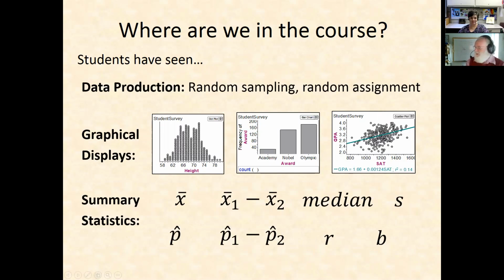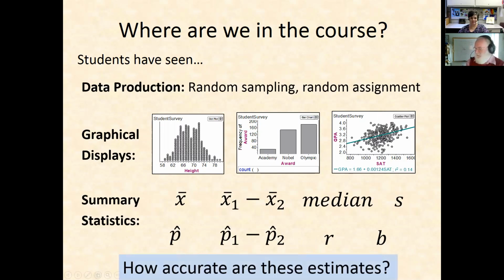So the question at this stage, a natural question, once you know how to calculate those summary statistics, is how accurate are those? When you calculate a proportion to estimate that in the population, how accurate is it likely to be? When you calculate a mean, how close is that likely to be to the mean in the population? It's a very natural question to follow once you've done the basic summary statistics that I think we all do in our intro courses.